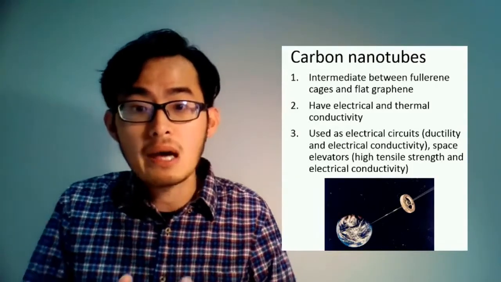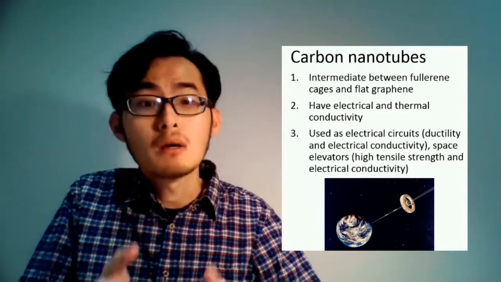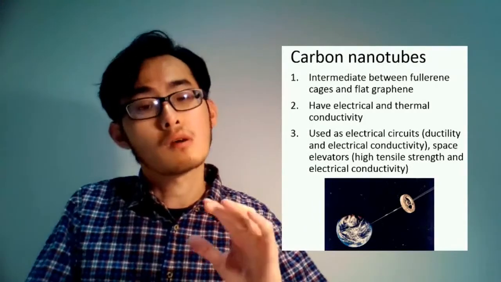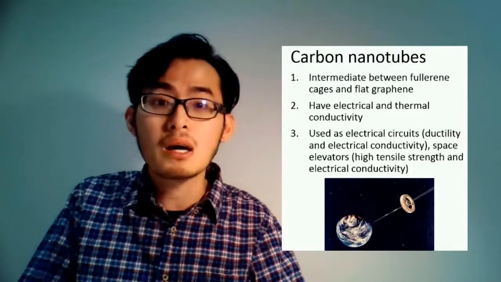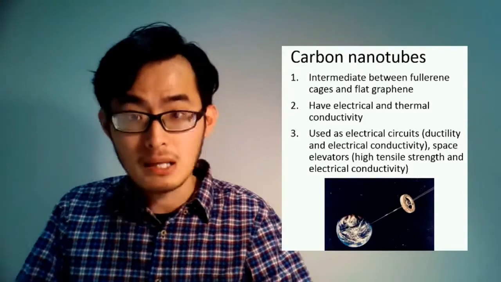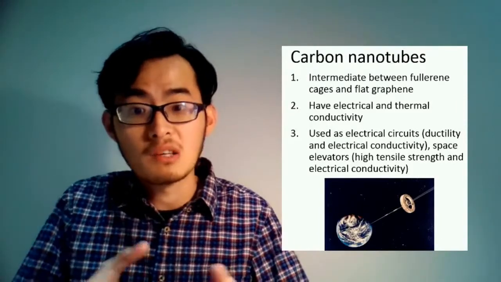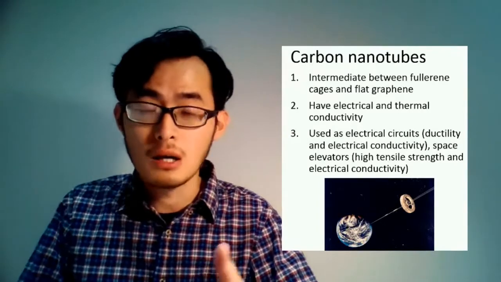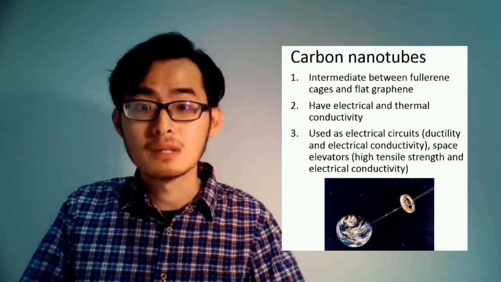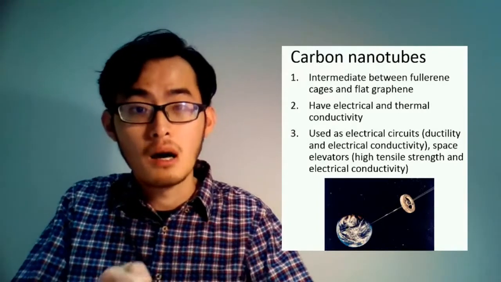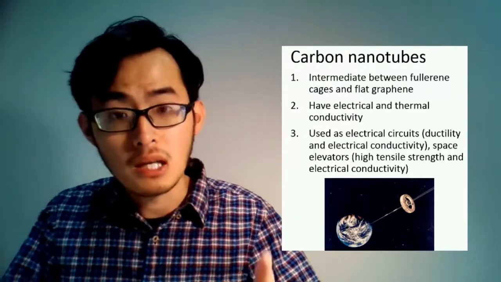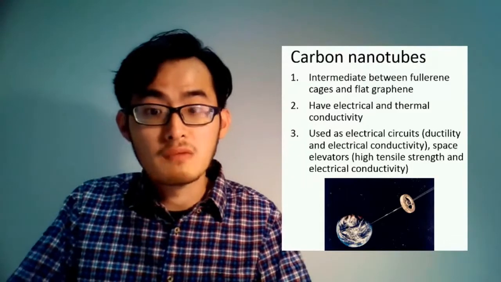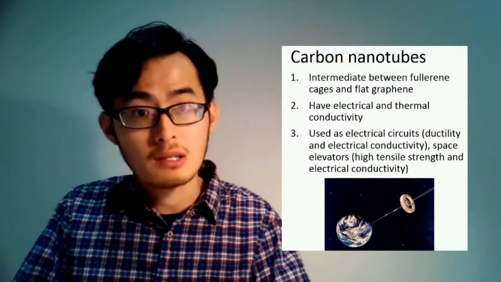Number 2, it has electrical and thermal conductivity, because carbon nanotube still has the 4th valence electrons that enable it to conduct electricity, which is why it can be used in electrical circuits because of its electrical conductivity as well as its ductility. You are still able to bend it, and in this case, draw it into wire. It can also be used as a space elevator because of its high tensile strength and electrical conductivity as well.